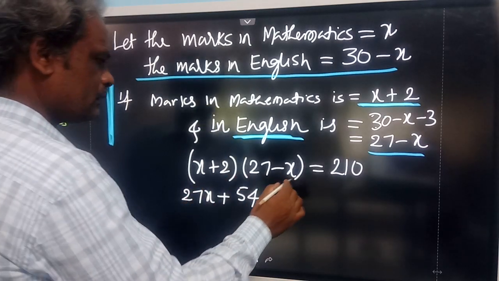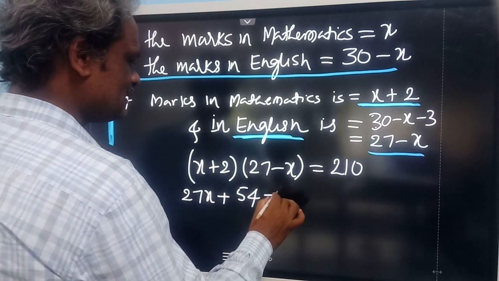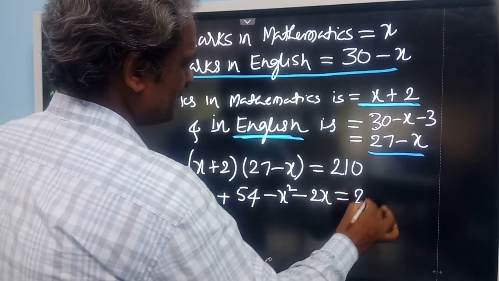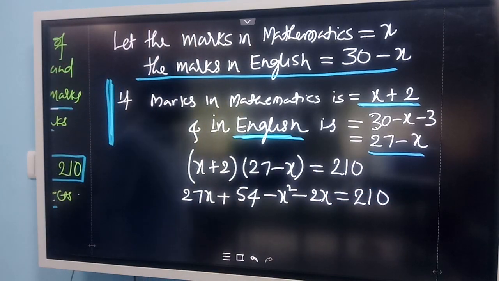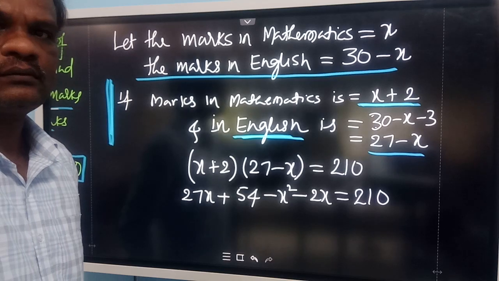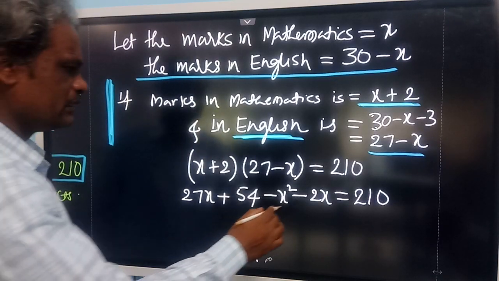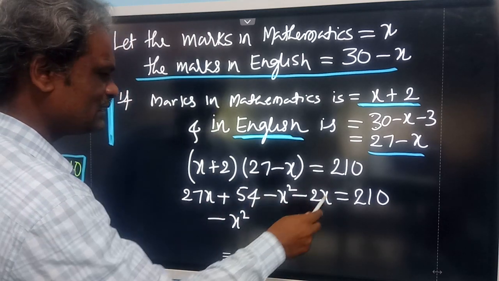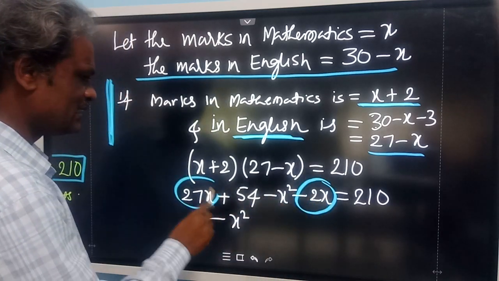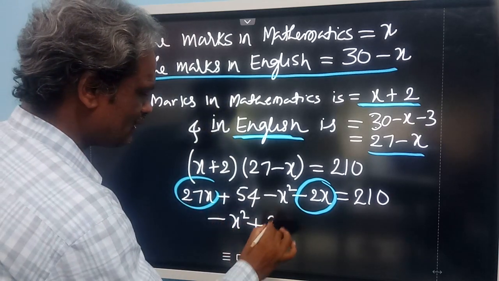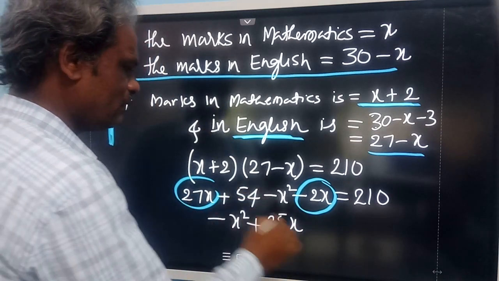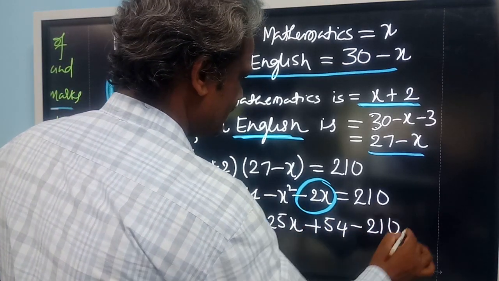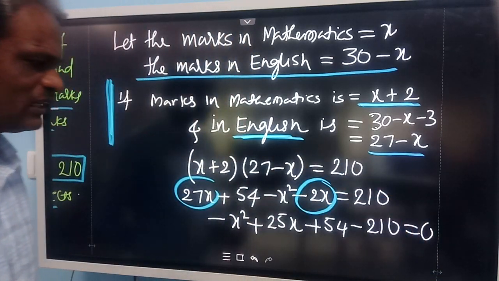54. Then minus x into x square, minus x into 2, minus 2x is equal to 210. Simplify this one now. This will become minus x square, minus 2x, minus 2x, then 27x, it will become plus 25x, then plus 54. Transfer to the left side, minus 210 is equal to 0. 210 is transferred to the left side.